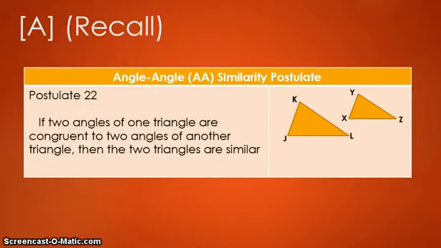Looking at postulate 22, the angle-angle similarity postulate: if two angles of one triangle are congruent to two angles of another, then the two triangles are similar. So if we look at these two congruences, and then these two congruences, we can say two angles are congruent, so automatically they're similar. That means this side here and this side right here have a relationship in terms of a proportion, like the scale factor, but we can't say they're congruent. That's what's different about these postulates talking about similarity, not congruence. Something very important to note.